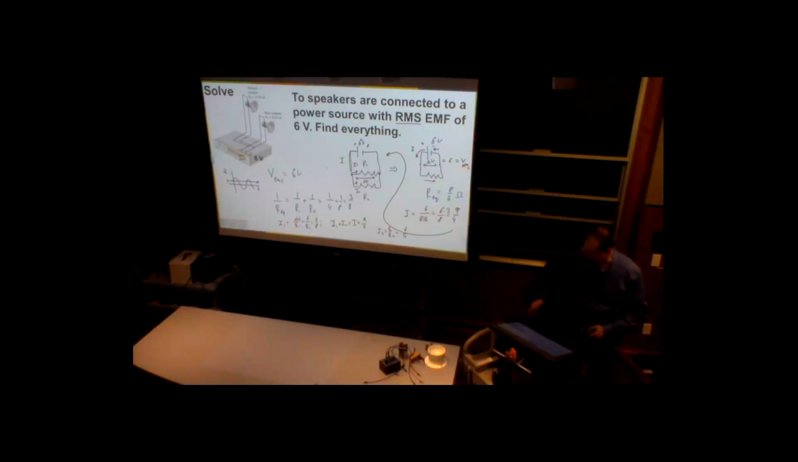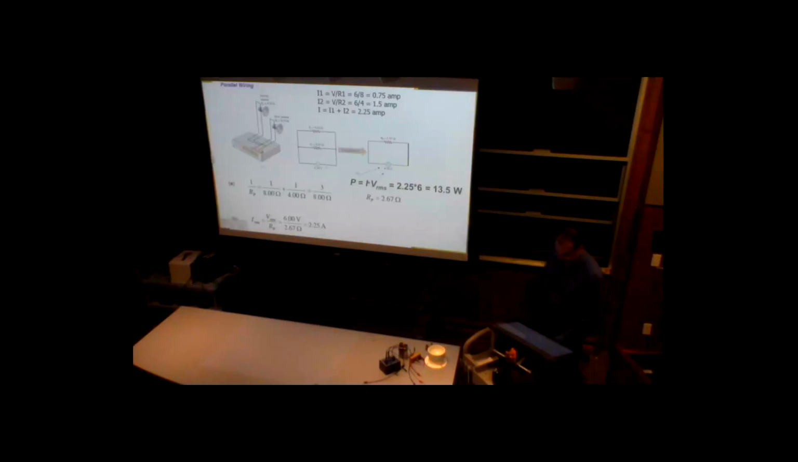Of course, these are very simple examples, but tomorrow we're going to do more complicated examples. The strategy, the way of thinking, doesn't depend on how many elements are in a circuit. All right.